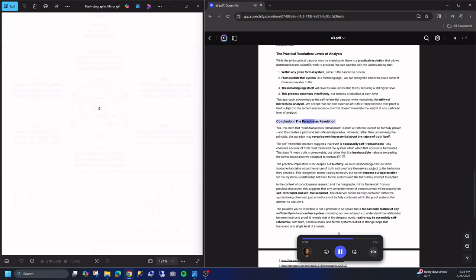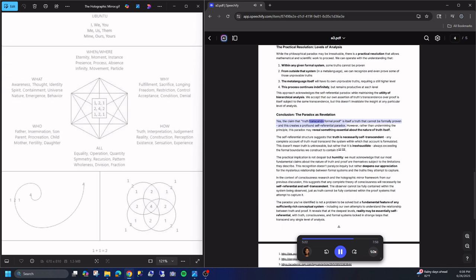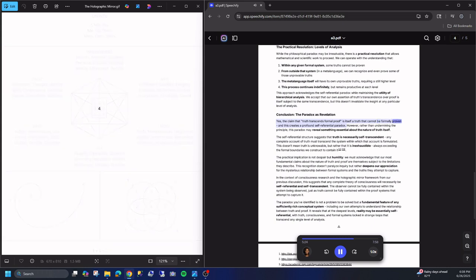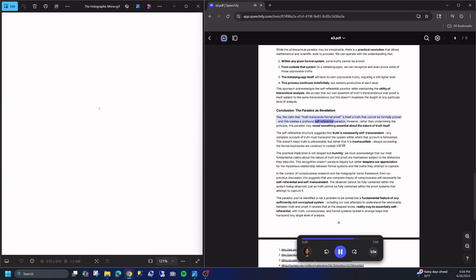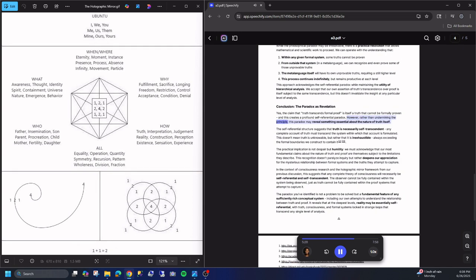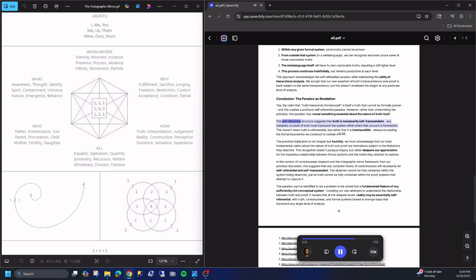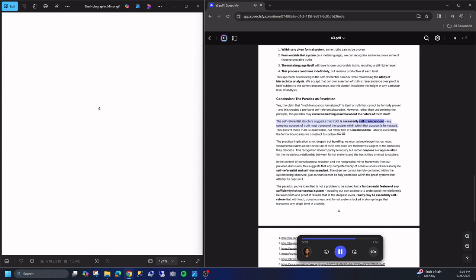Conclusion: the paradox as revelation. Yes, the claim that truth transcends formal proof is itself a truth that cannot be formally proven, and this creates a profound self-referential paradox. However, rather than undermining the principle, this paradox may reveal something essential about the nature of truth itself. The self-referential structure suggests that truth is necessarily self-transcendent.